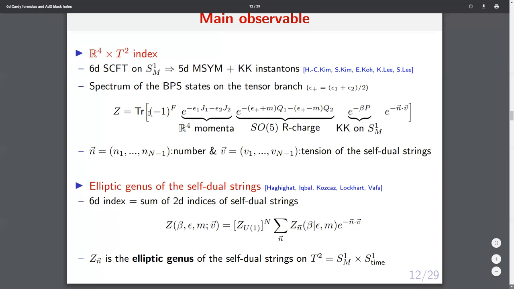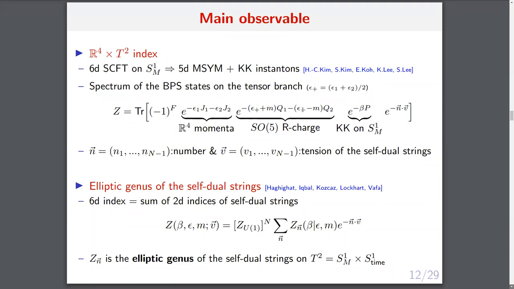Here we take a trace over the Hilbert space with the (-1)^F inserted, and we insert various charge factors. First, we have angular momentum factors J1 and J2, which are conjugate to the chemical potentials epsilon1 and epsilon2. And second, we have SO(5)_R charge factors Q1 and Q2, which are conjugate to the chemical potentials epsilon plus and epsilon minus. And here epsilon plus and minus are defined as this. And third, we have a KK momentum factor on the M-theory circle, which is P, and it is conjugate to a chemical potential beta. And lastly, on the tensor branch, we insert the chemical potential factor for the self-dual strings. Here N is the number or the charge of the self-dual strings, and V is the tensor vev, which is proportional to the tension of the self-dual strings. So this alpha times T2 index is our main observable.